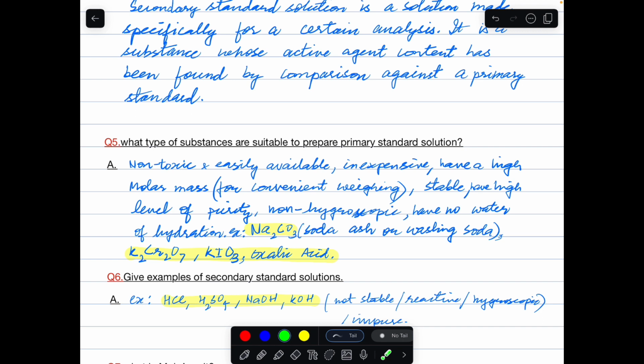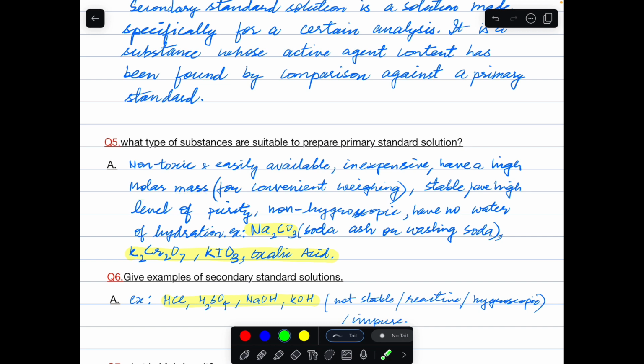So the primary standards are non-toxic, easily available, inexpensive, and have high molar mass. Why high molar mass? Because when you are weighing, if the molar mass is very low, for a given number of moles we have to weigh a very small amount of substance, and accurately finding the mass with a physical balance for a very small amount is very tough. So for convenient weighing, so that you can find the accurate weight without any error, it is better that it should be of high molar mass.